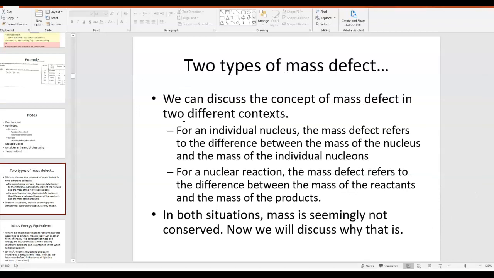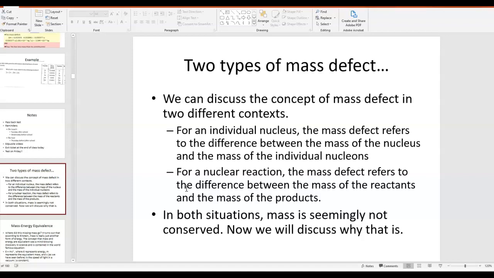Okay, add this to your notes. This is just summarizing the 2 types of mass defect that we talked about before. And so now we're going to address the question, why do we have this mass defect? How is this physically possible? Why is mass not conserved? Because you were probably always taught, like I was, that mass is conserved. They teach you that in chemistry. That's one of the great conservation laws they teach you.